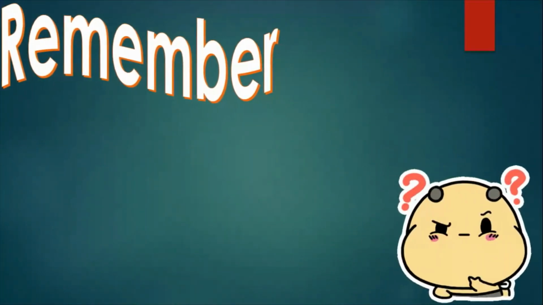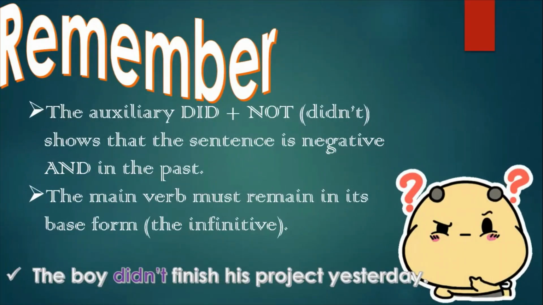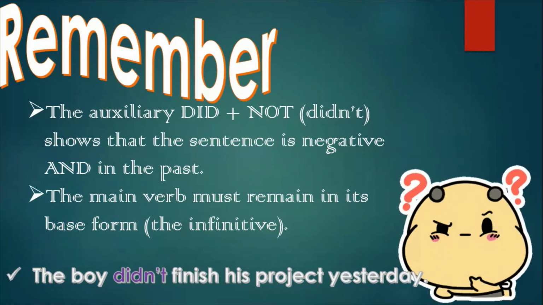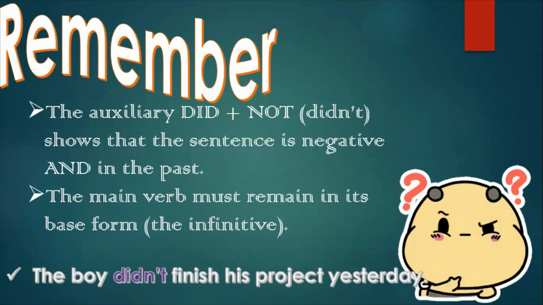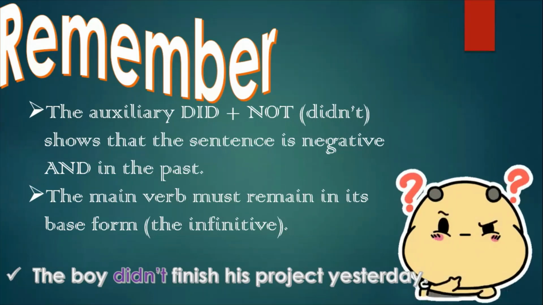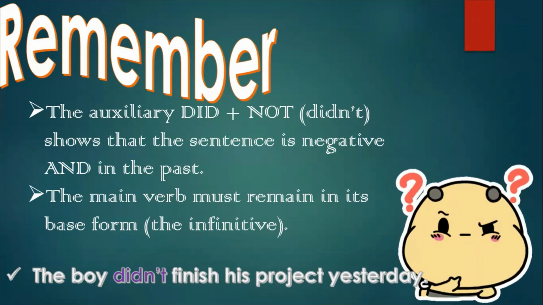Remember that the auxiliary did plus the word not, forming the contraction didn't, shows that the sentence is negative and in the past. The main verb must remain in its base form, the infinitive. And look at the example: The boy didn't finish his project yesterday. Okay, let's keep going.